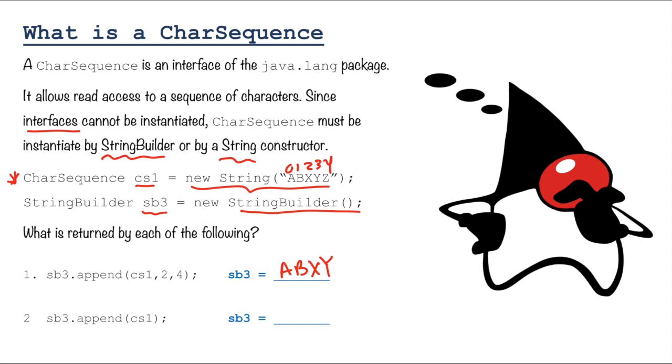And you should recall from the String class, anytime you do substrings, it goes up to but not including the second index. With strings, that is the standard way that Java does a range of indices with arrays and strings throughout all of its methods. And here we could just append SB3 with CS1, so it would add the entire CS1 character sequence to it. So we would have ABXY from the previous line, and then ABXYZ.